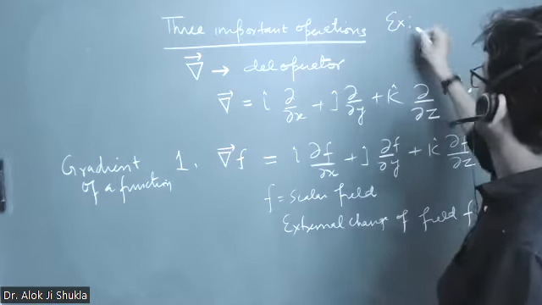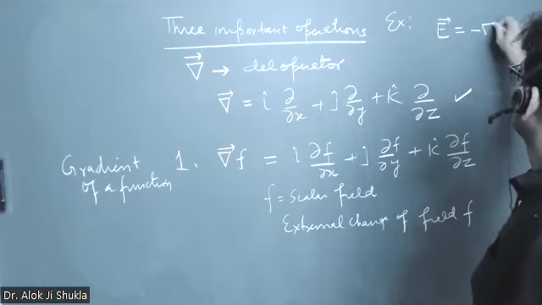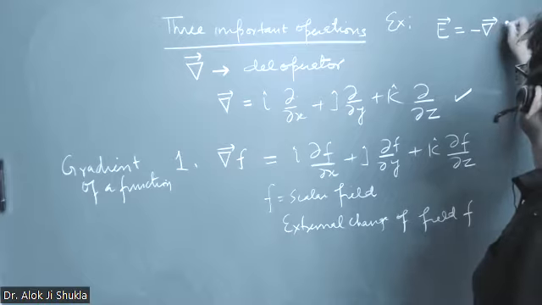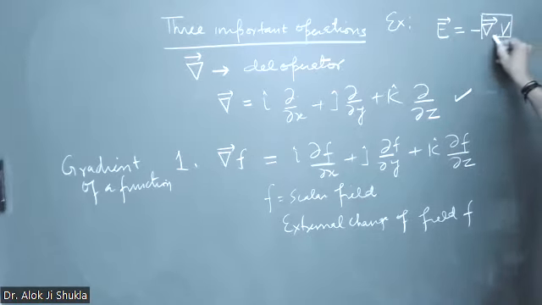To understand the example, look: electric field is equal to minus gradient of V. V is a scalar field. So electric field, this represents, this is a vector.